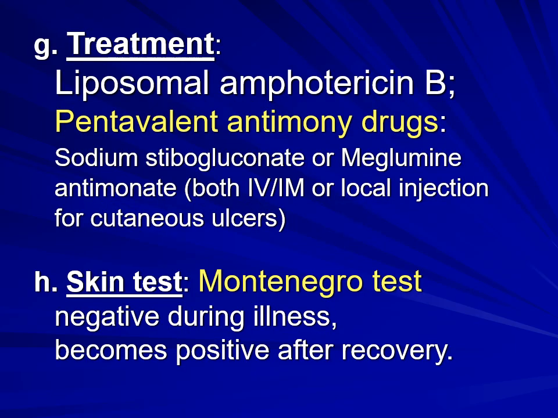Treatment, as I mentioned before: liposomal amphotericin B is the drug of choice. If not available, then pentavalent antimony drugs, and they do have some side effects, so they are not very nice. Examples of those are sodium stibogluconate or meglumine antimonate. Both are IM or IV, or given as local injection for cutaneous ulcers as well. So they are not very easy to use, and they have to be given for about a month. Injections for a month are not easily and readily available for people living in rural areas in those endemic tropical and subtropical areas.